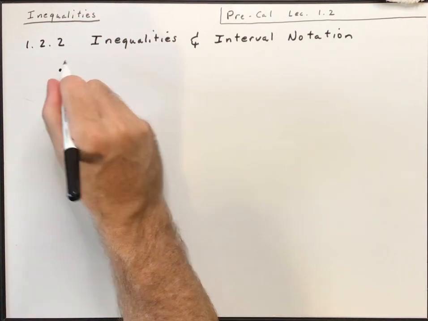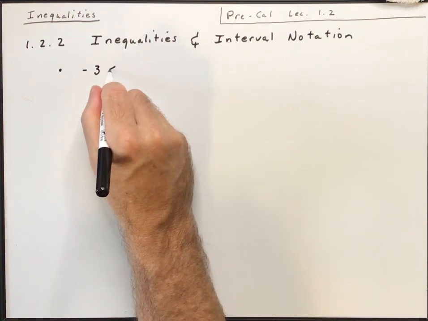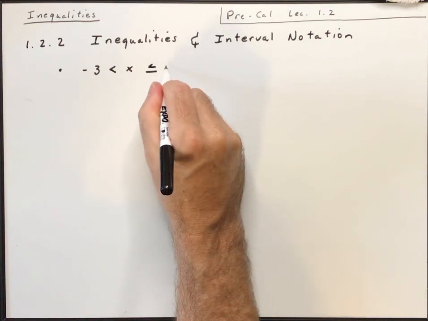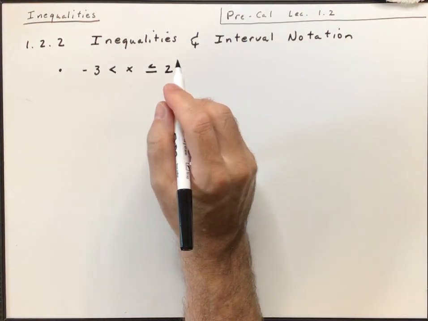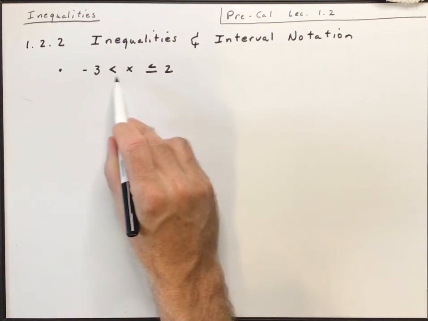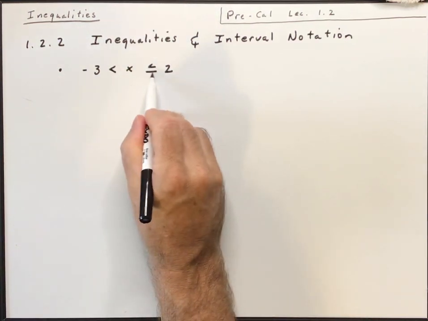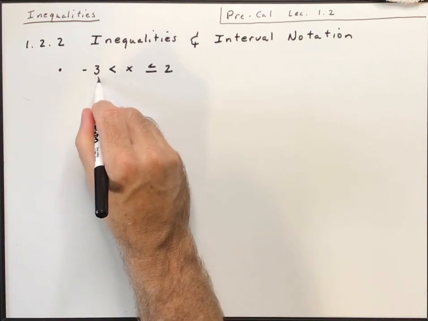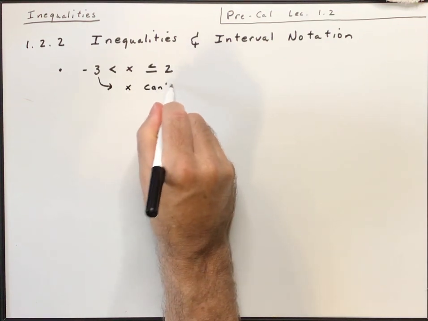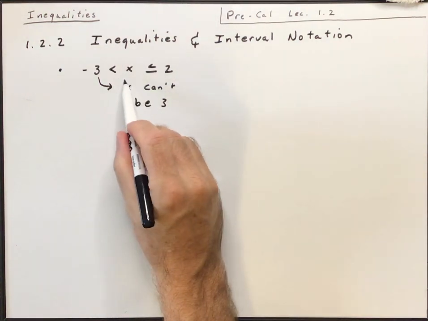Okay, so let's say we have this inequality, negative 3 is less than x less than or equal to 2. What this is saying is that x can be a range of values between negative 3 and 2. However, because we don't have the line under that inequality, x can't be negative 3 because it's always greater than negative 3.